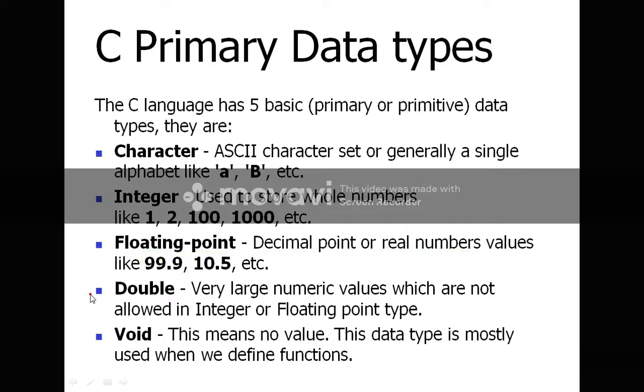Okay. Next is double data type. Double data type is used to store a very large numeric value. Consider if we wanted to store 1 crore and something value. This is a large numeric value. To store this type of value we are using double data type. And the last is void. Void means no value. This data type is mostly used when we define a function. That is nothing but a function which returns nothing. To show that we are using void data type. Void means nothing.